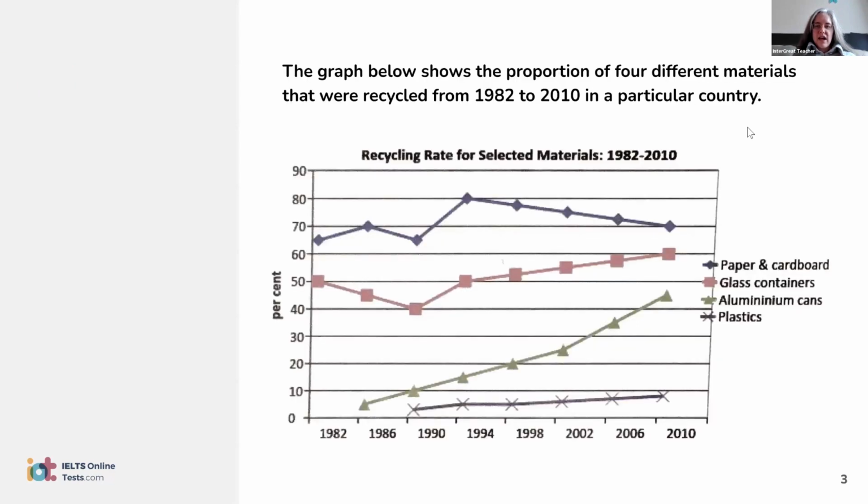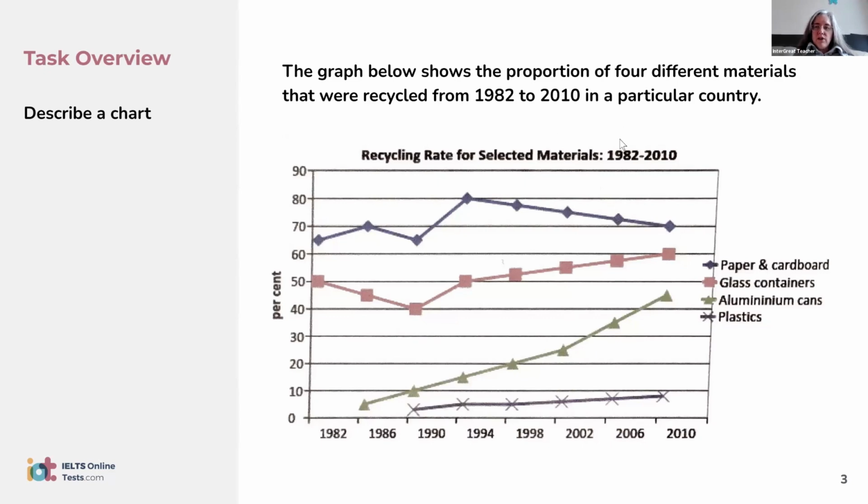Okay, so here is our example graph for today. We've got the sentence from the task, which introduces what the information is about. The graph below shows the proportion of 4 different materials that were recycled from 1982 to 2010 in a particular country.